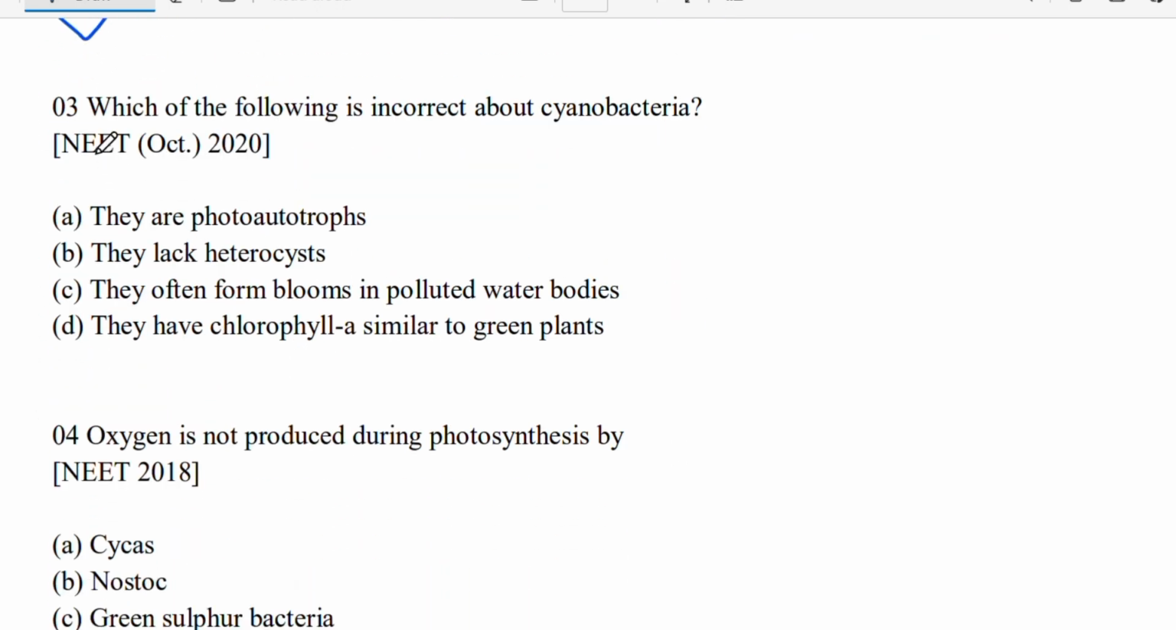Question number 3. Which of the following statements is incorrect about cyanobacteria? Option A. They are photoautotrophs. Option B. They lack heterocysts. Option C. They often form blooms in polluted water bodies. Option D. They have chlorophyll A similar to green plants. And the correct option is option B.